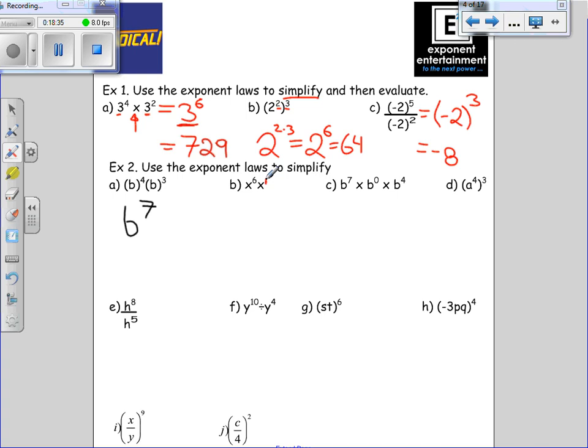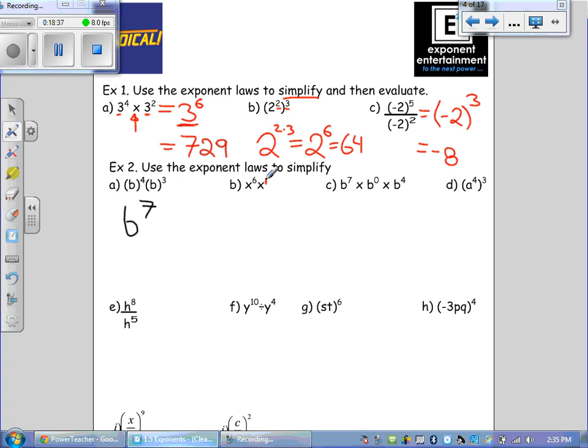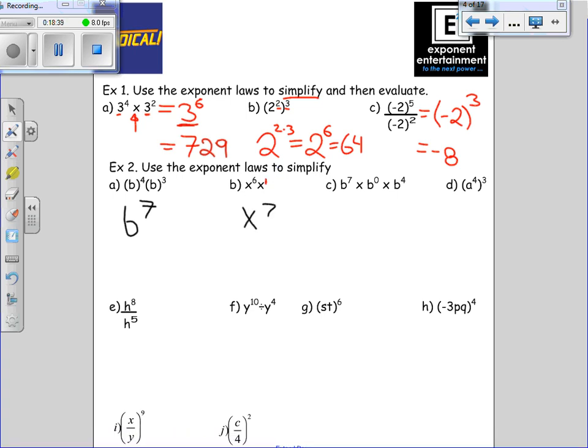Next one. What do we do? Maya, what do you do? Same thing, add them up. So what do you get? B to the 11. It's the same rule, you just applied it twice. 7 plus 0 is still 7, plus 4 is 11. Next one, what's our answer? E to the power of 12.